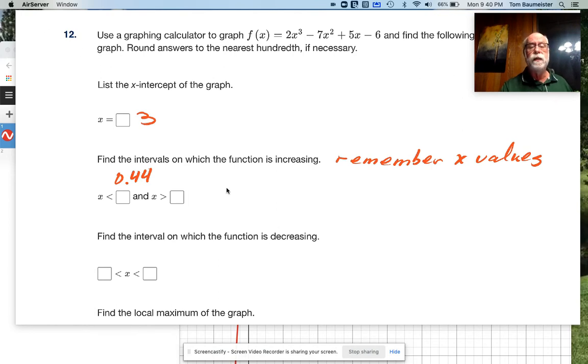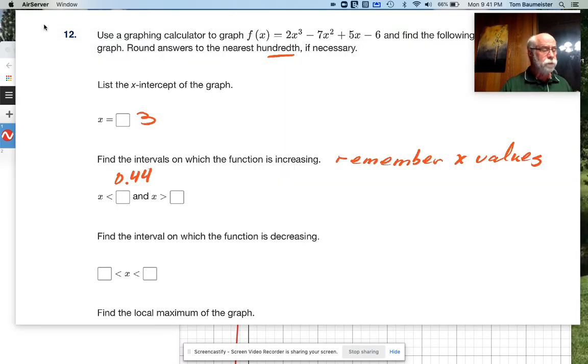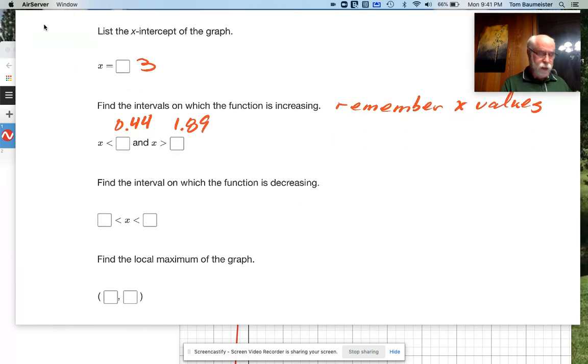And where else is it increasing? If I go from here, I can see that it's increasing here. And where is that increasing? When x is greater than, again, they said to do it to the nearest hundredth. Remember, a hundredth is 2 decimal places. All right, so we know it's going to be when x is greater than 1.89.